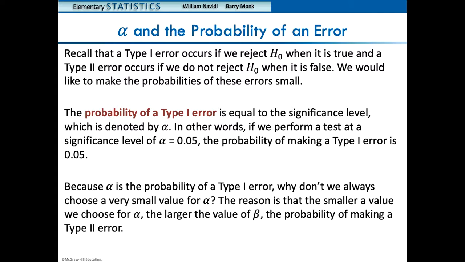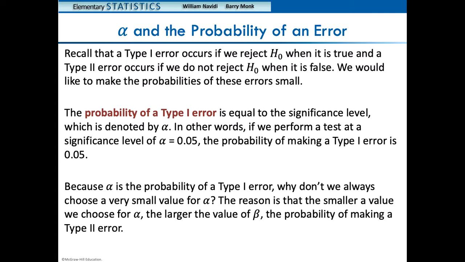So the question here is, obviously making an error is always bad, right? And since we have control over the value of alpha, we can choose any number we want for that. Why don't we always choose a very small value for alpha? Why would we choose 0.05 instead of, say, 0.01 and decrease the probability of making a type 1 error even more? Well, the reason for that is that when we choose a smaller value for alpha, then the probability of making a type 2 error actually increases, and that's typically represented using the Greek letter beta.